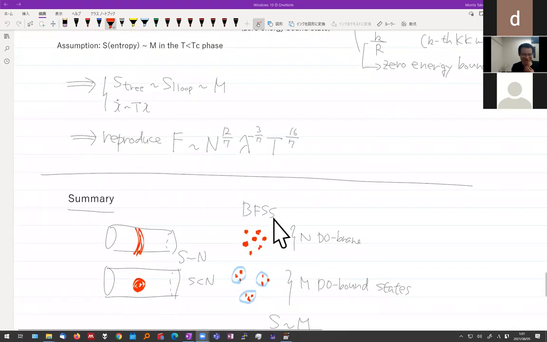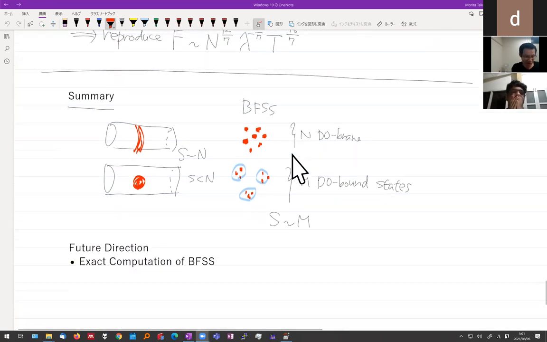I'm not sure I can say this is a derivation, but I should say this is just an explanation, though I think this is really suggestive. Okay, so let me summarize. We consider this D0-brane analysis and try to explain this kind of phase transition.